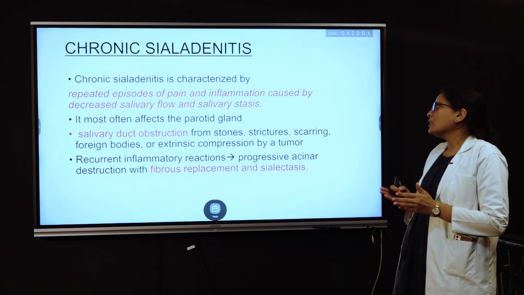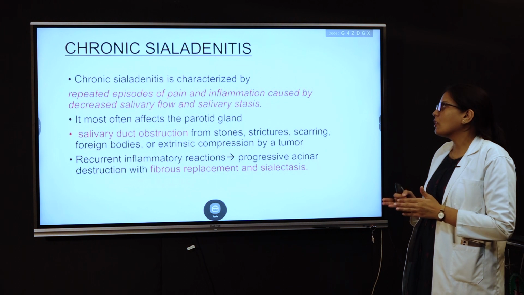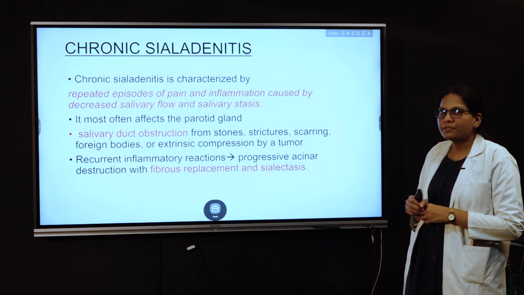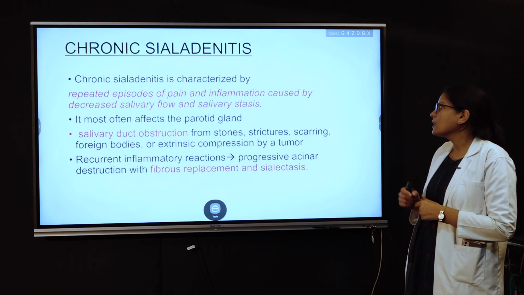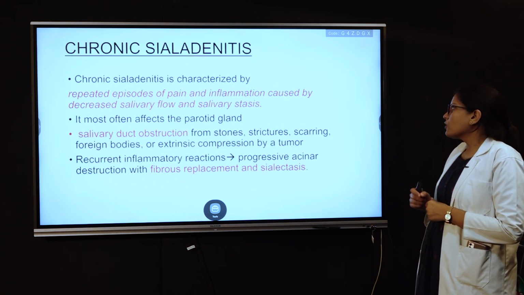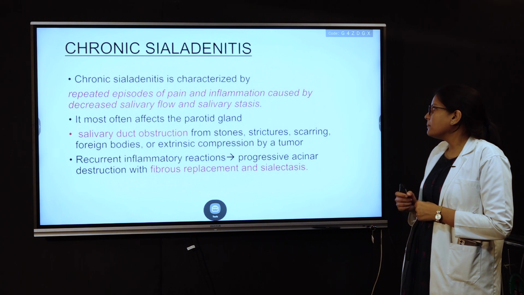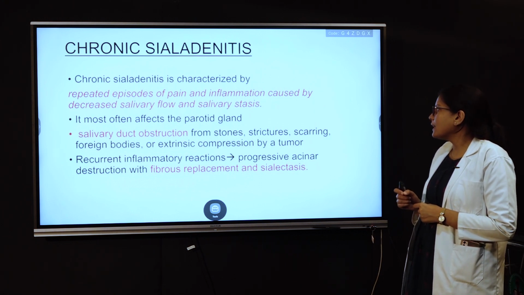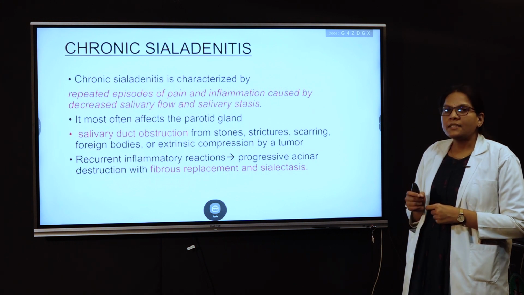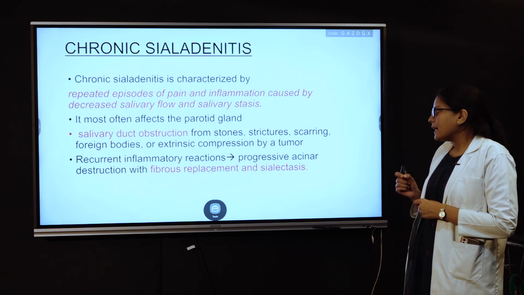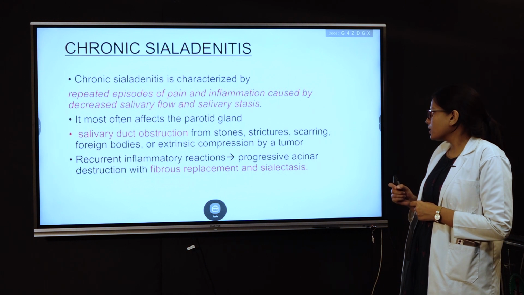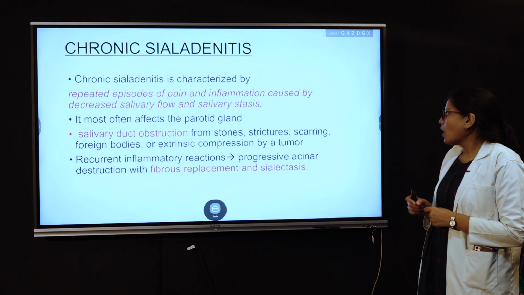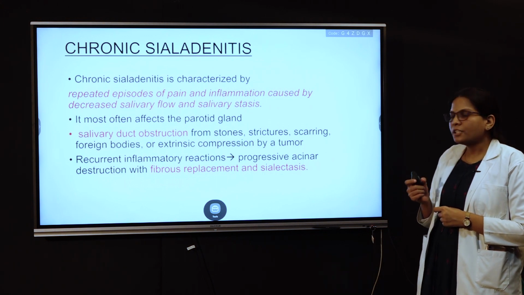So if the onset of symptoms is of short duration, it is called acute sialadenitis. However, if the symptoms are prolonged more than 10 to 15 days or a recurrent episode, it is called as chronic sialadenitis. So the chronic sialadenitis is characterized by repeated episodes of pain and inflammation caused by decreased salivary flow and salivary stasis. Most commonly, the parotid gland is affected, either due to the salivary gland duct obstruction from stones, strictures, scarring or foreign bodies, or extrinsic compression by an ongoing tumor.